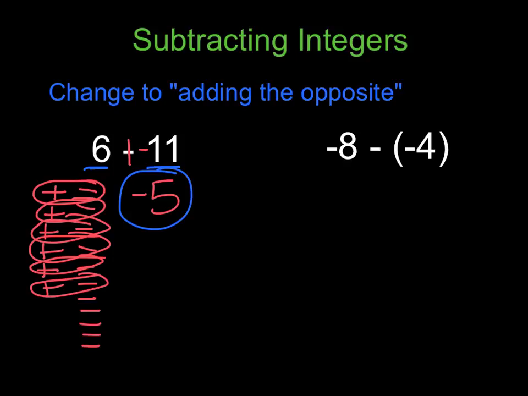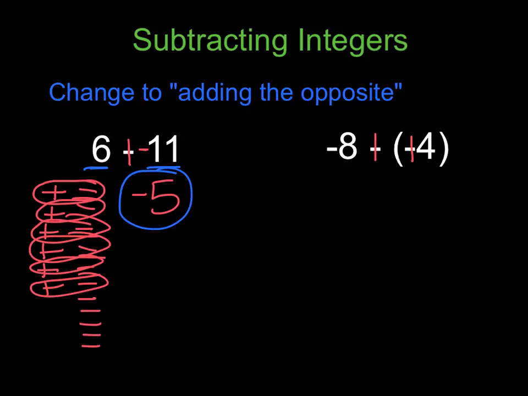On the second problem, change it to adding the opposite. Again, another reminder, you don't ever change the first number. You change a subtraction sign to addition. You make the second number the opposite. The opposite of negative 4 is positive 4. So what this problem becomes is negative 8 plus 4.